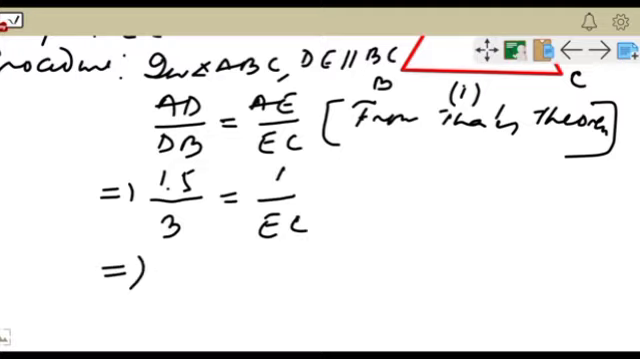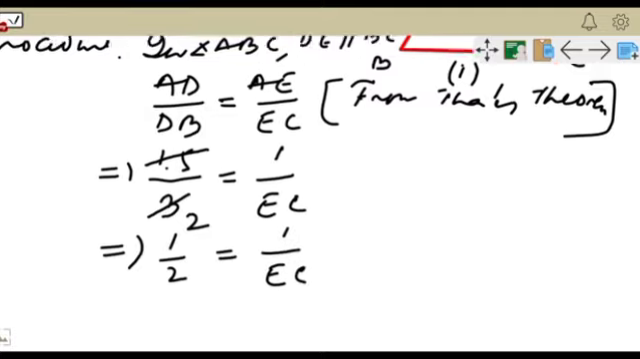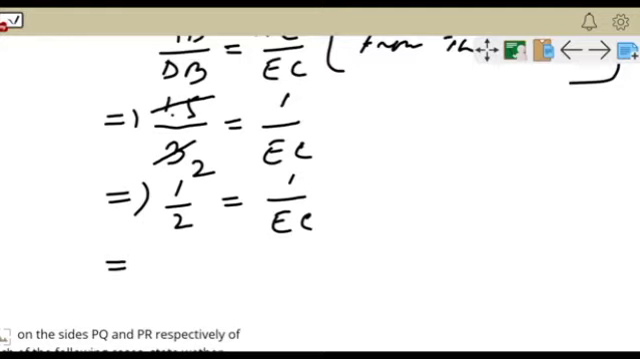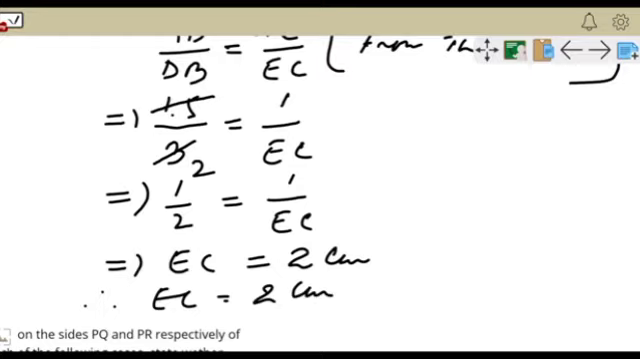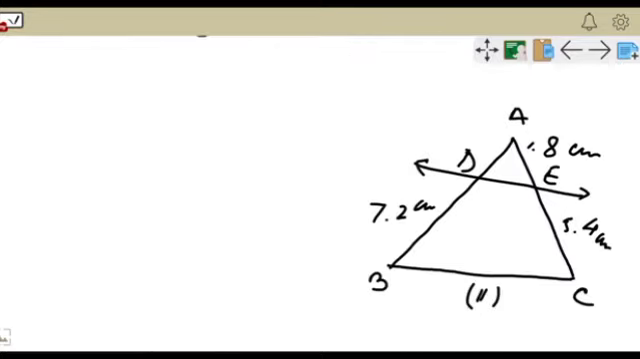Okay, so 1.5 into 1, 1.5. 1.5 into 2, we have here 3. So now it's 1 by 2 equal to 1 by EC. So in the next step, what happened? I can write implies EC into 1 will have here EC. Then here this is 2 into 1, 2. So it's nothing but your centimeter. Therefore, you can just write here EC is how much? 2 centimeter.